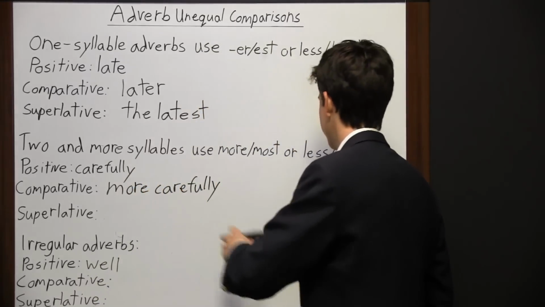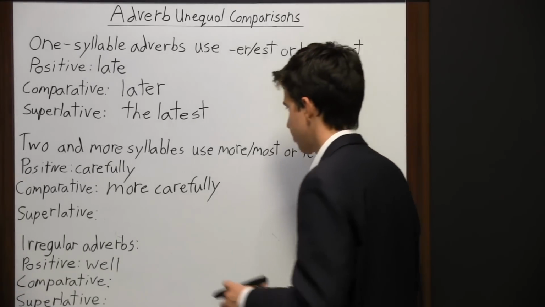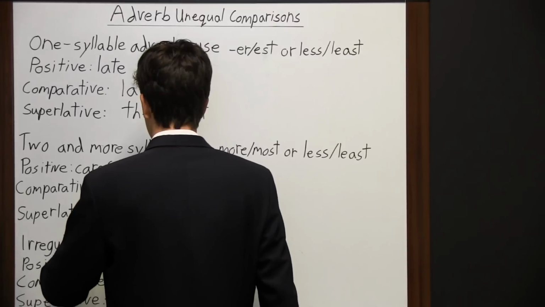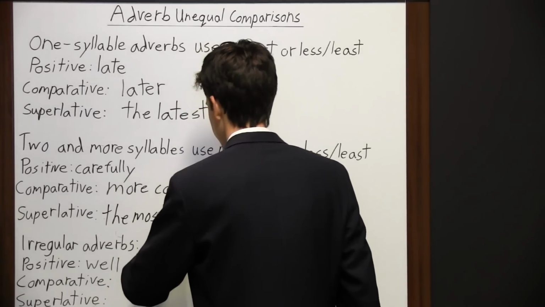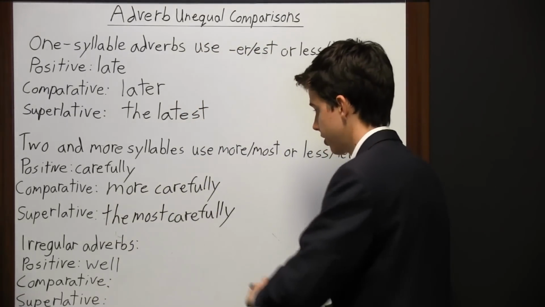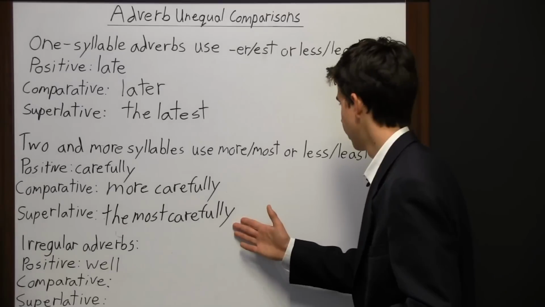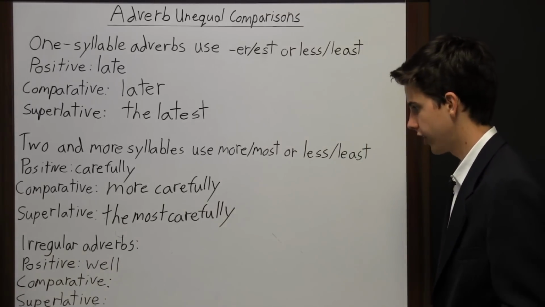And you could also say that one person did it less carefully, depending on how you want to look at it. And then also with the superlative form, if you have three or more, you would refer to one person as doing it the most carefully. And then you could refer to the person who wasn't very careful as doing something the least carefully.